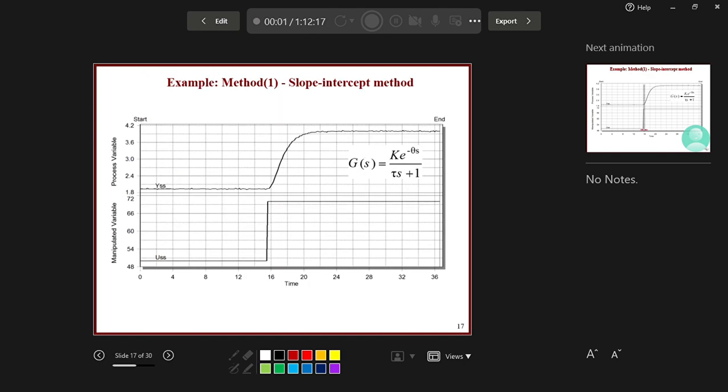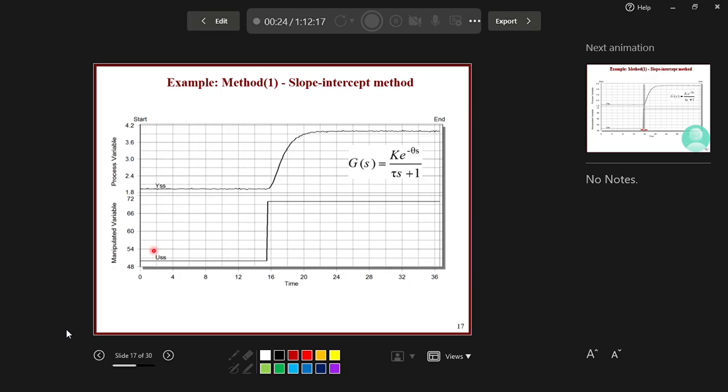This is actual data, and I will leave you a copy of the data in the Moodle so that you can practice the method on it. We want to have a first order plus dead time model for this process. So we need to find K, tau, and theta.